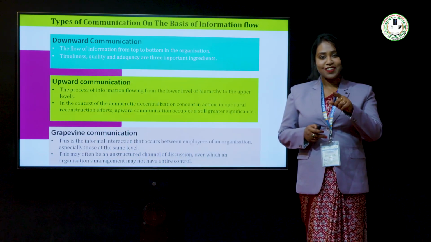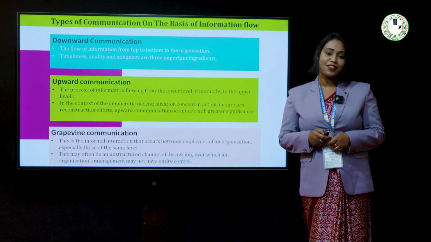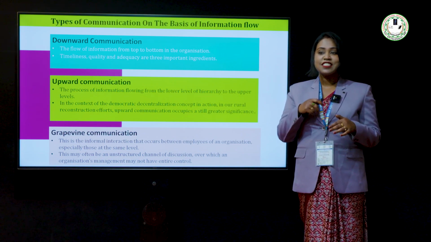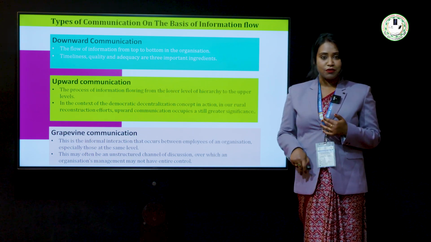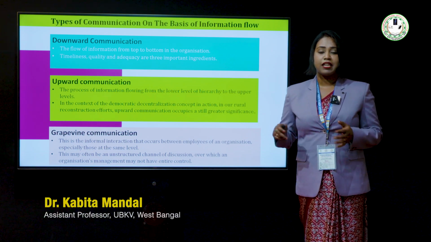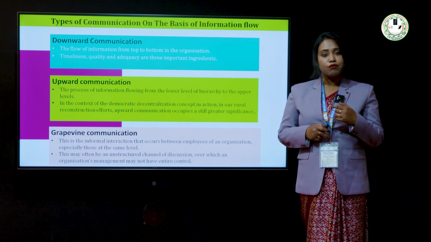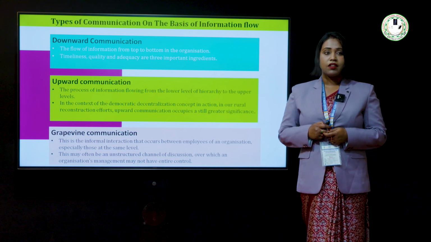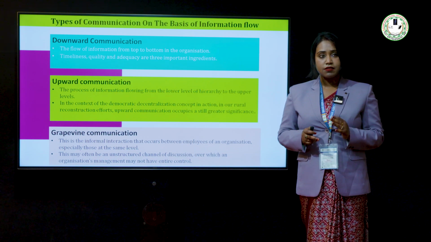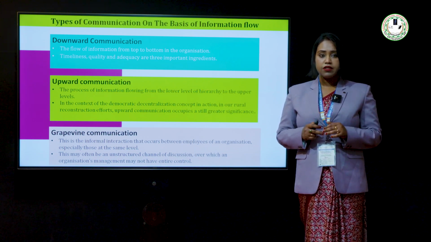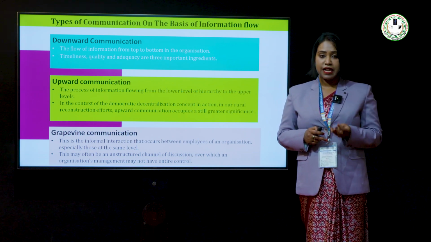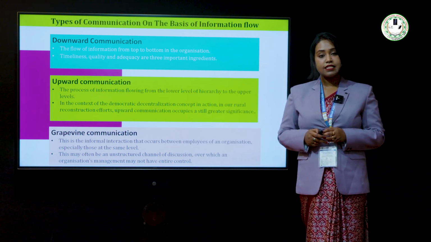Now it should be the types of communication on the basis of information flow. So information is flowing from upward to downward, from downward to upward, and again grapevine communications. So what is downward communication? The flow of information from top to bottom in any organization, that is downward communication. Here 3 important ingredients should be remembered, that is timeliness, quality and adequacy.